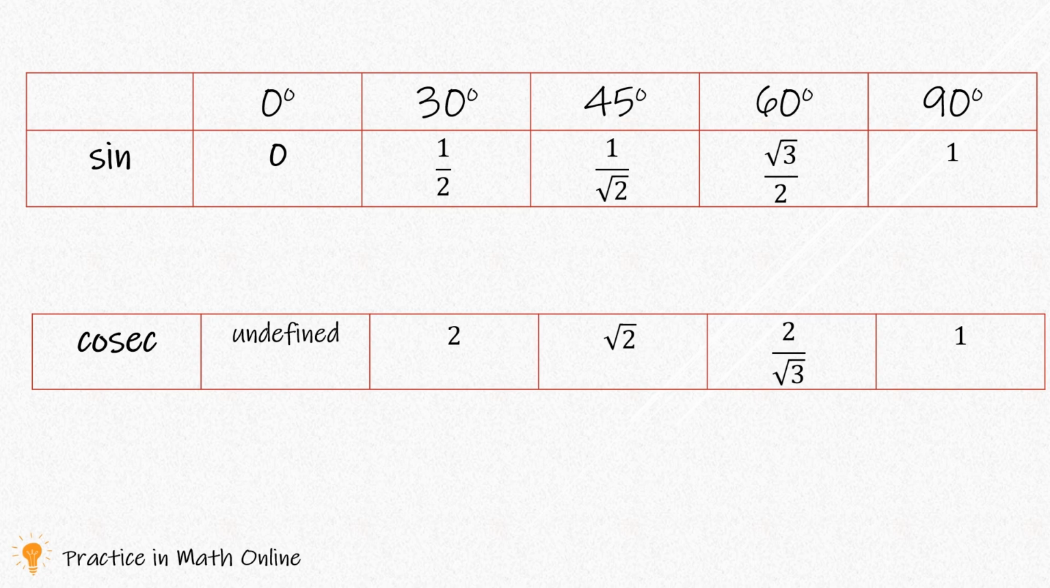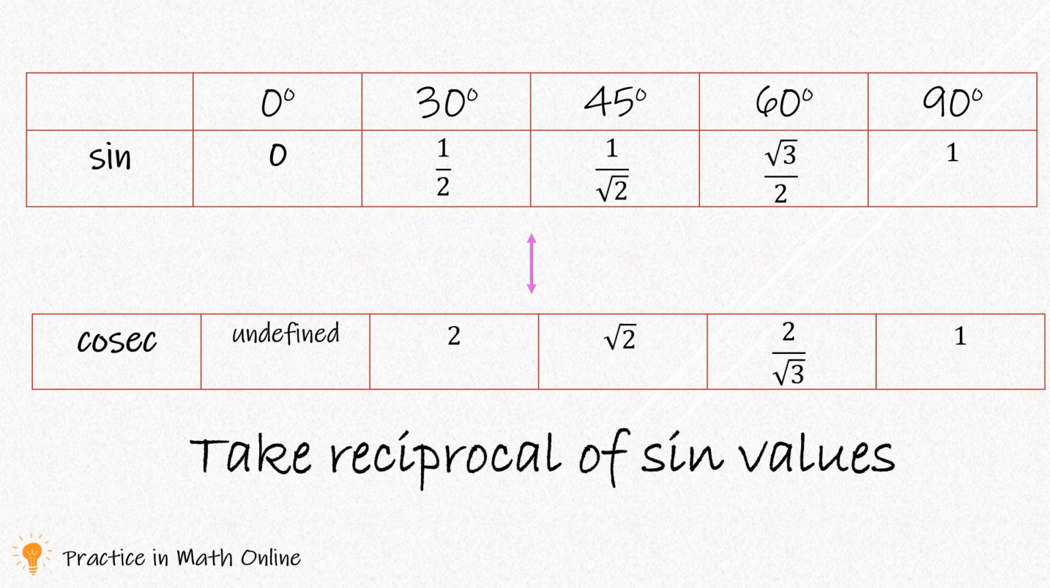Now, if you have the sine values, then you take the reciprocal of the individual values at that angle and then you will get the cosec values. Let's say for 0 degrees, sine 0 is 0, then cosec 0 will be 1 over 0, which is undefined. Then sine 30 is 1 over 2, so cosec 30 will be 2 over 1. So you take the reciprocal of the particular sine value.